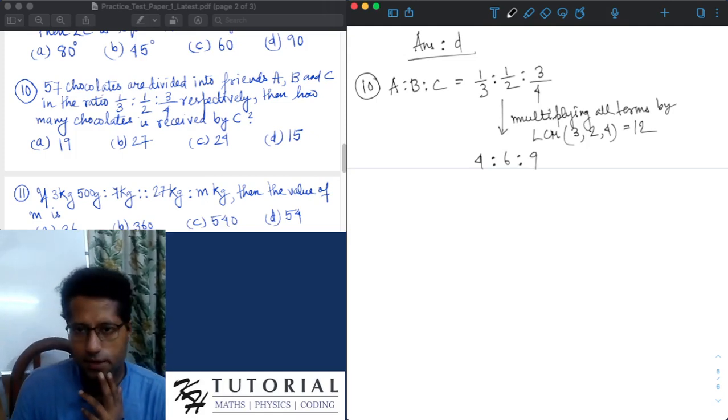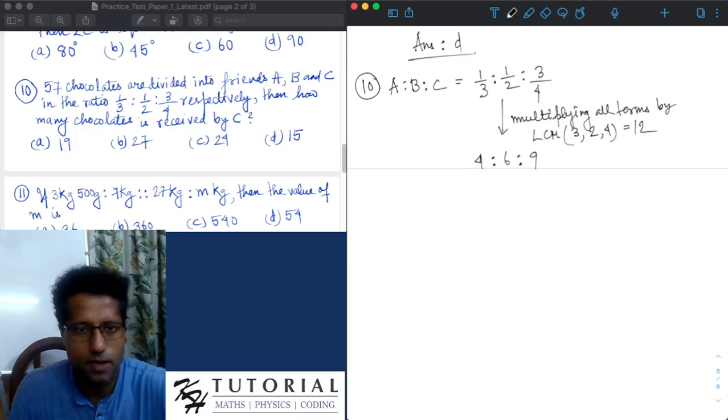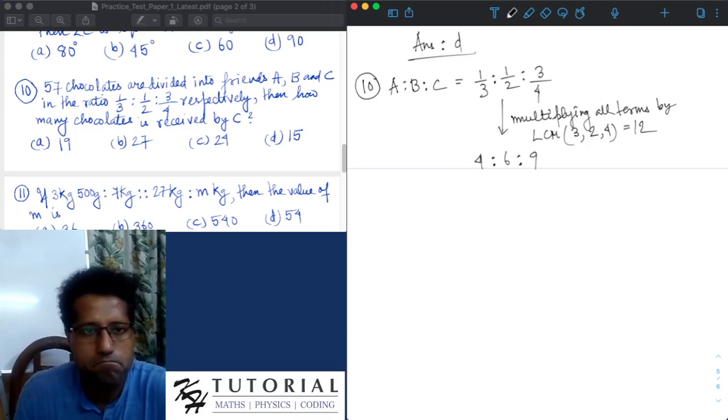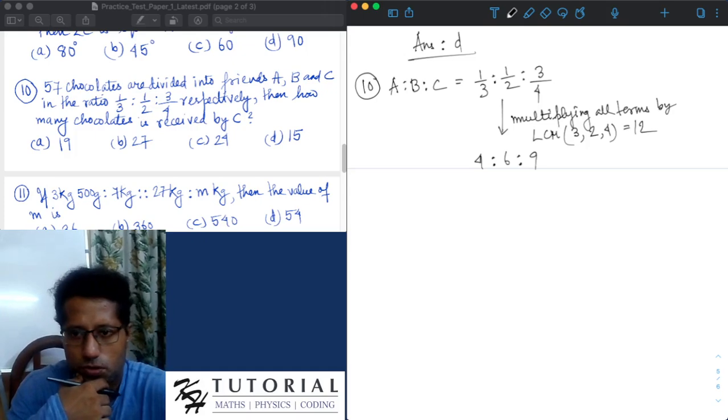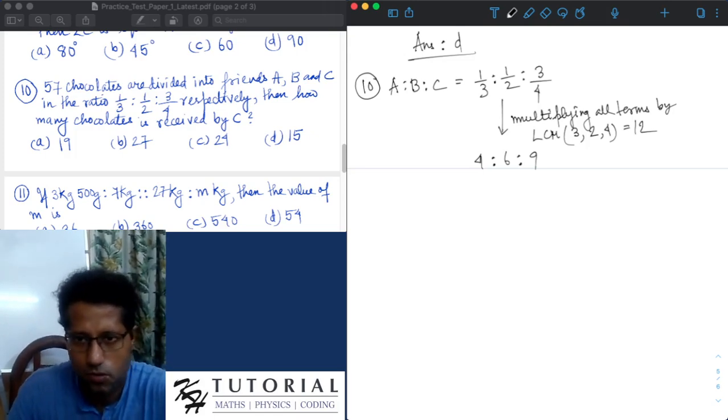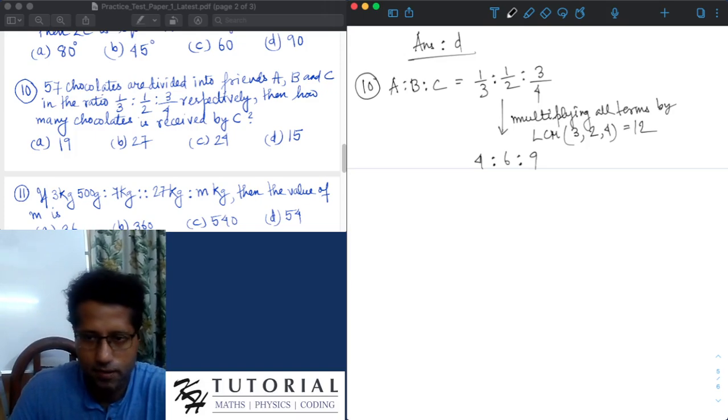So now we know that A is to B is to C equals 4 is to 6 is to 9, and 57 chocolates have been divided into A, B and C in this ratio, that is the ratio 4 is to 6 is to 9, and we have to find how many chocolates are received by C. So let's go by the standard way.